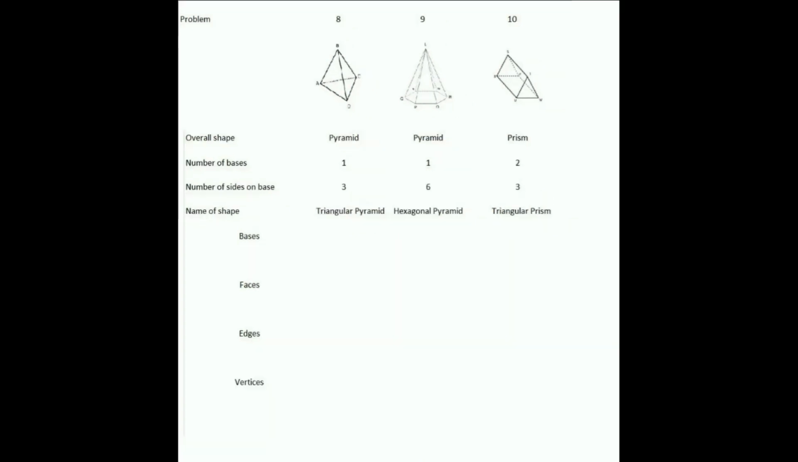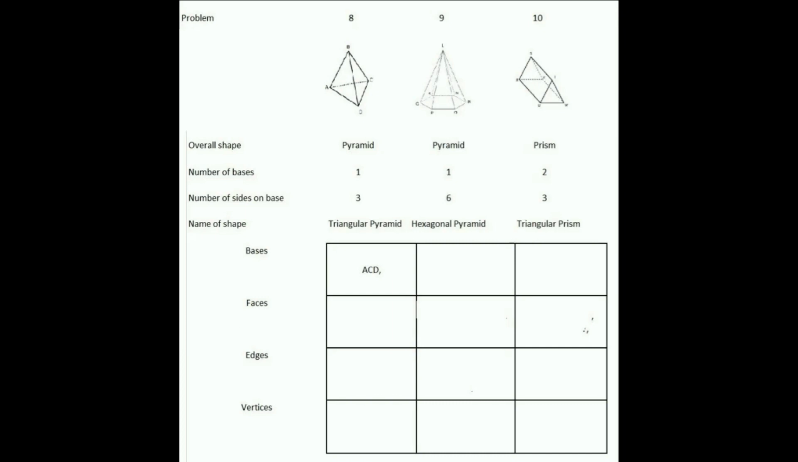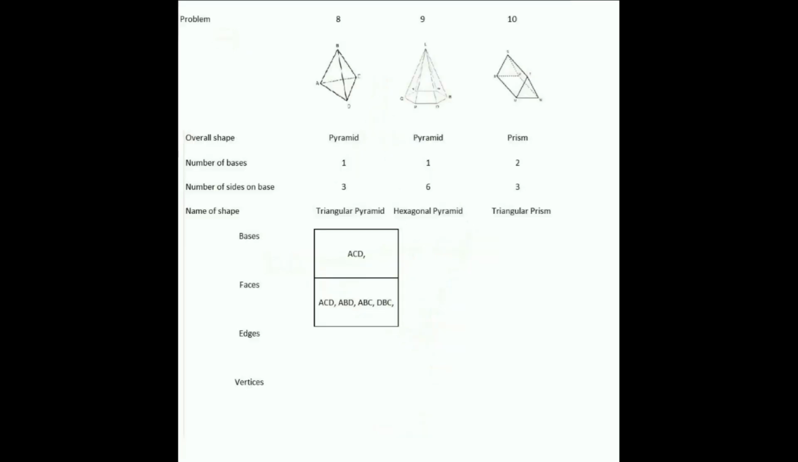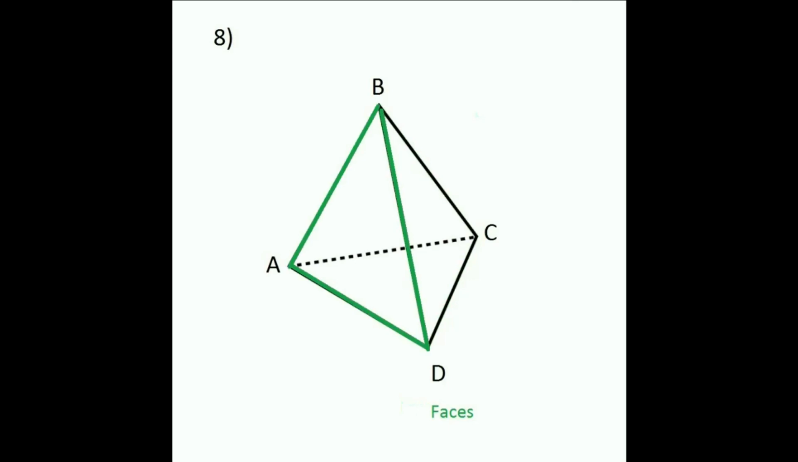So for number 8, and you see that we've cleared out that chart a little bit, we're starting off with our base. And for our triangular pyramid, it's ACD. And there's our ACD, that's our base for our triangular pyramid. Now, looking at the faces, we're staying with the triangular pyramid. So, looking at our faces, we have BCD, ABD, ACD, and ABC. And remember, a base is a face, but not every face is a base, okay? So if we're looking at this again, triangle ACD is a face and a base, but triangle ABC is just a face. All right, it's just a face.